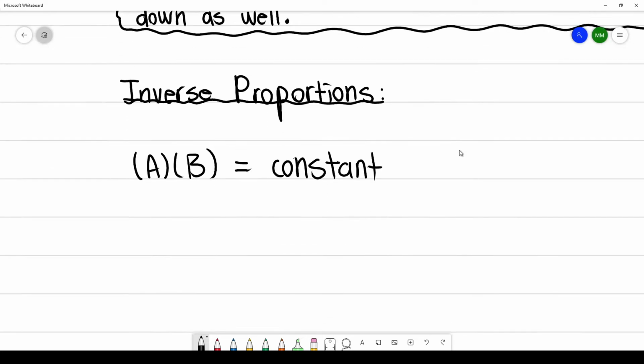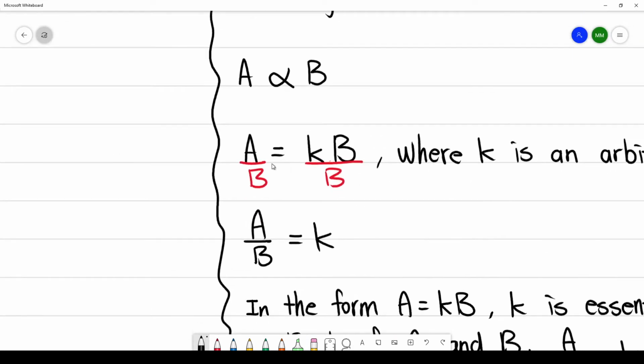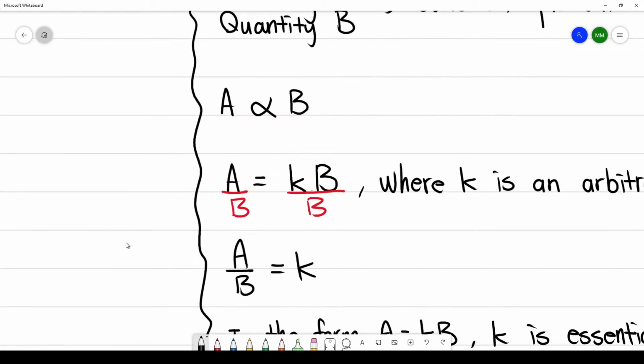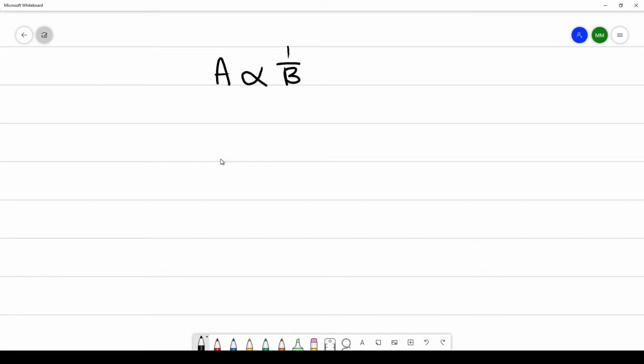Last time I said that how you represent this is A is proportional to 1 over B, right? Now remember how here we have this form over here: A equals K times B. Well, we can also do the same thing here, except we say that A is equal to K divided by B.